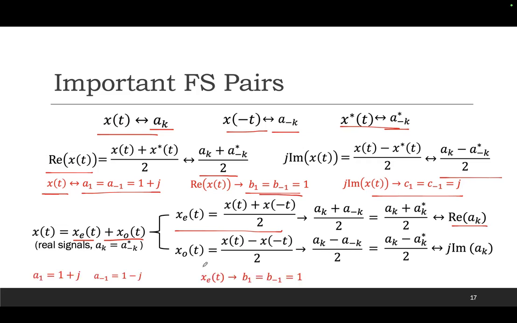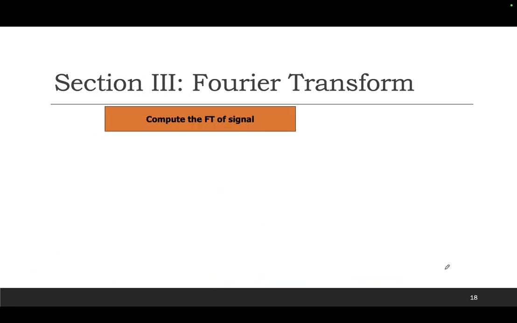And then this is important. This is an example. If you have a_1, you have this one, and a_{-1} is equal to this one, and the real part is 1. Am I right? The imaginary part: one is j, the other is negative j. That makes sense to you? Okay.